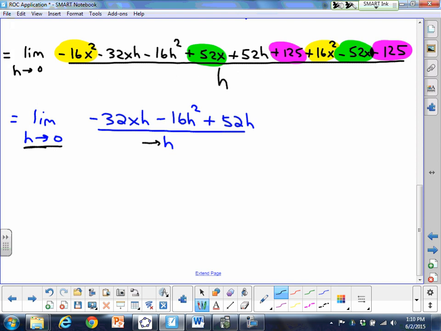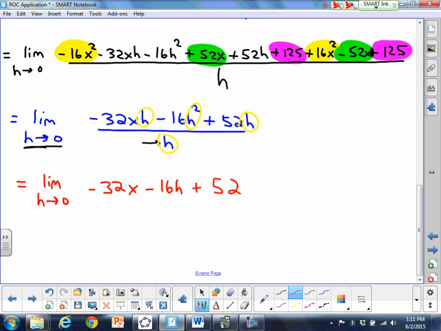So what we can do though, once we're at this step, is divide every term by h, because this term has an h, this term has h squared, and this term has an h. So if we do that simplifying, we still haven't done the limit yet, but I'm dividing h out, so negative 32x minus 16h plus 52.